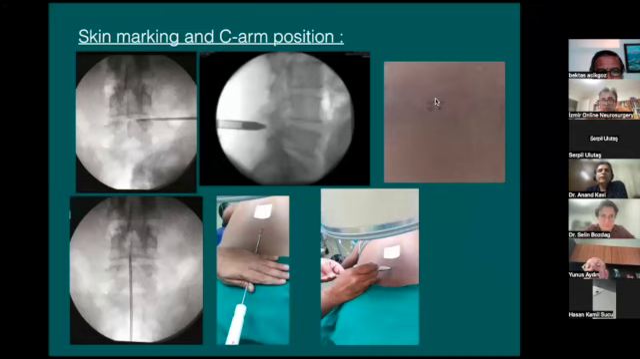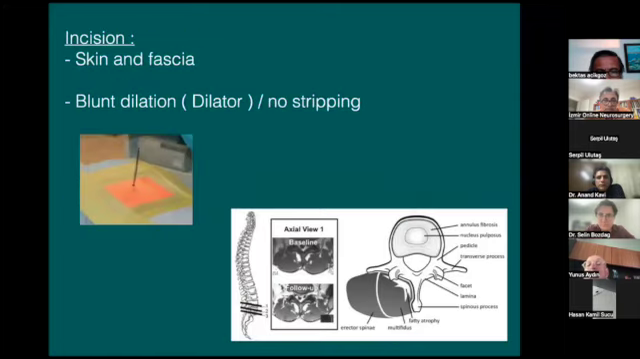We mark the midline, we mark the upper end plate, we mark the edge of the upper lamina, and then we mark our approach just close to the spinolaminar junction. We just take a stab incision through the skin and the fascia, and the muscles are dissected bluntly with a dilator. No stripping is done.